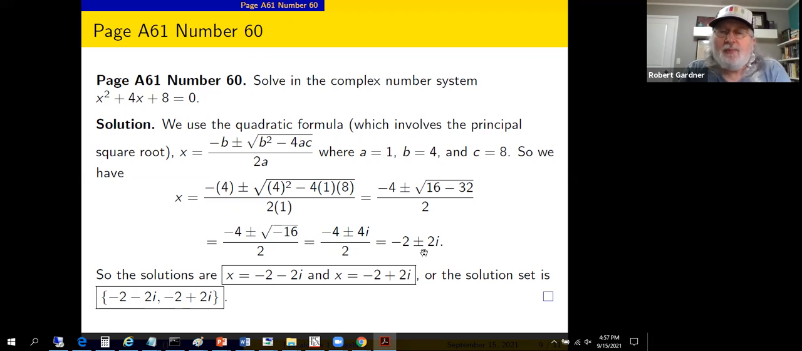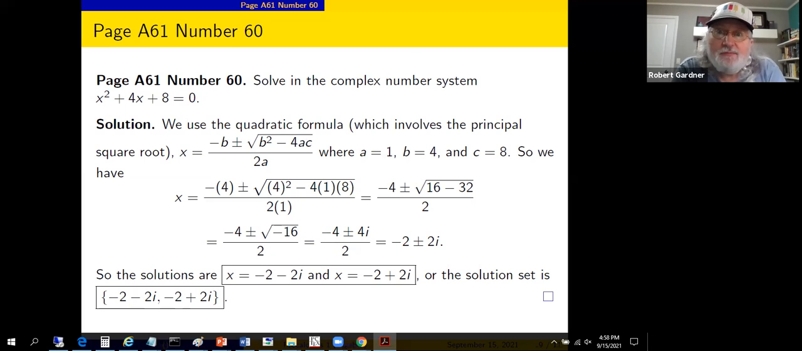Here's the two complex solutions. Let's write them side by side without the plus or minus stuff. So we get negative 2 minus 2i and negative 2 plus 2i. And indeed, those two things are complex conjugates of each other. Their imaginary parts differ by a negative sign, and that's what conjugates do. As a set, the solution set as it's given here. So there's an illustration of solving a quadratic equation using the quadratic formula and complex numbers.